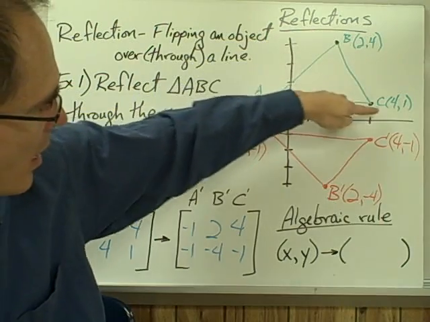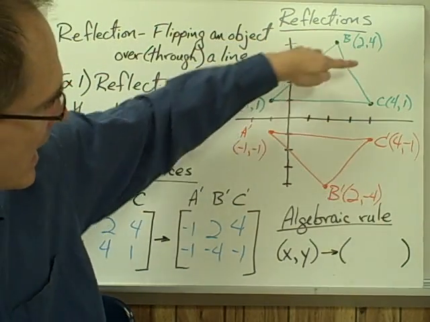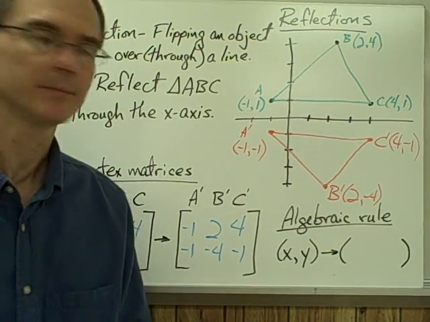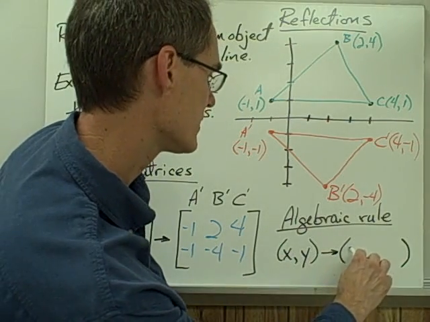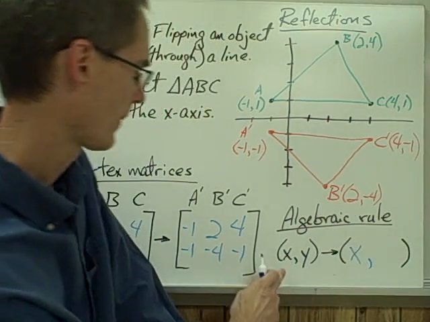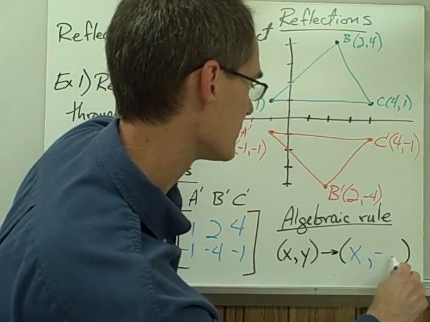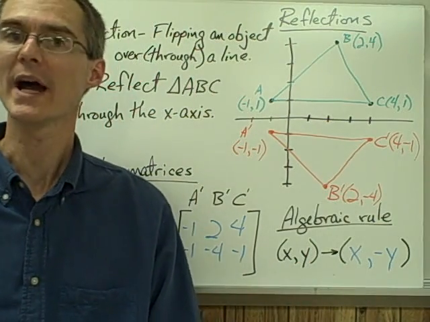So it looks like all of my x coordinates are staying the same, and all of my y coordinates I'm making negative. So my algebraic rule then is going to be x stays the same, my x coordinate stays the same, and my y coordinate becomes the negative of whatever my initial y coordinate was.